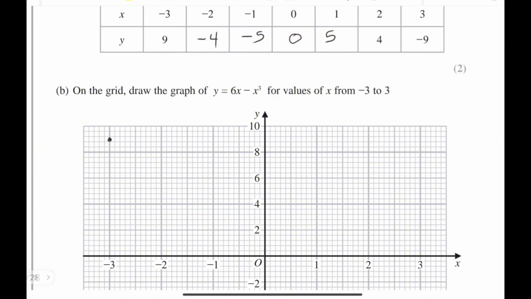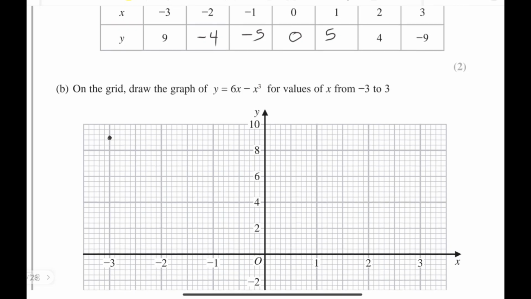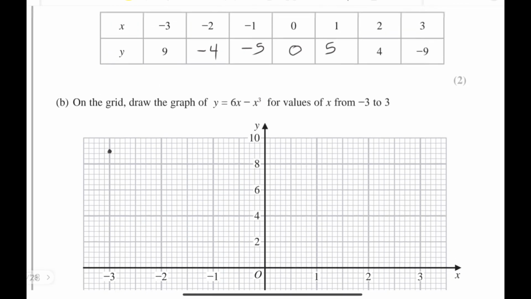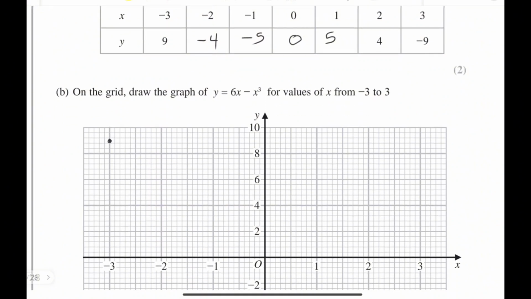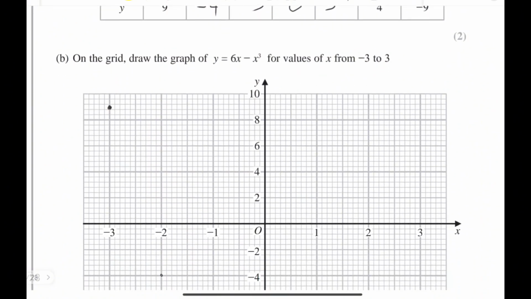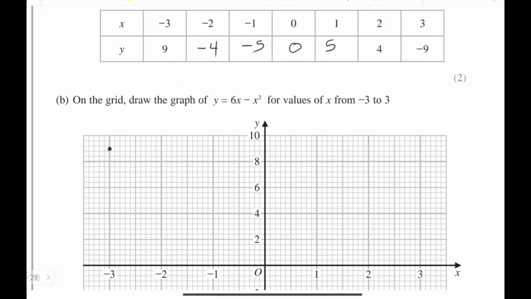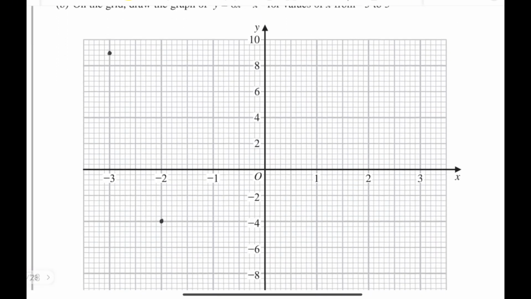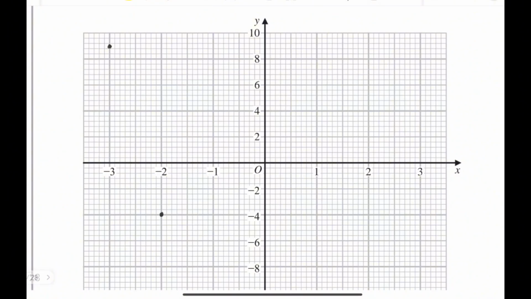I believe we can see that. That should be the middle of 8 and 10. Minus 2 to minus 4. So that is right here. Minus 1 to minus 5. So that should be in between minus 4 and minus 6, which is right there.